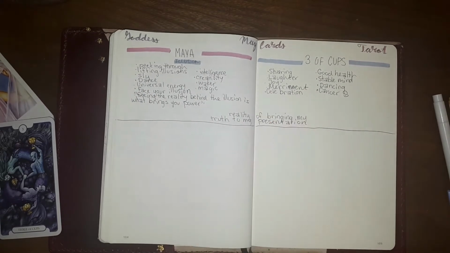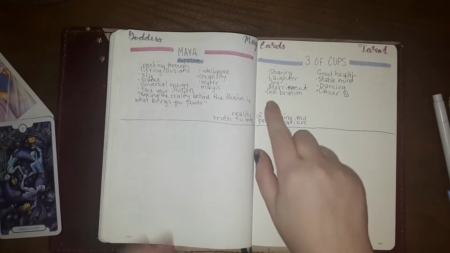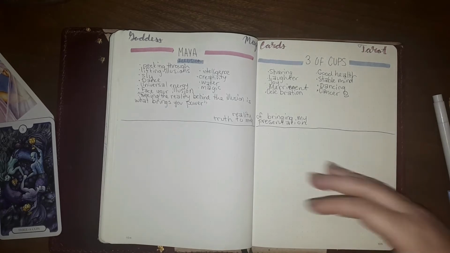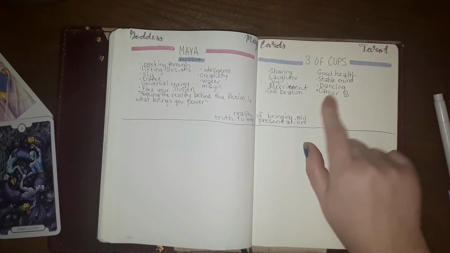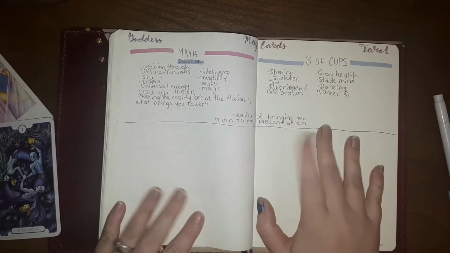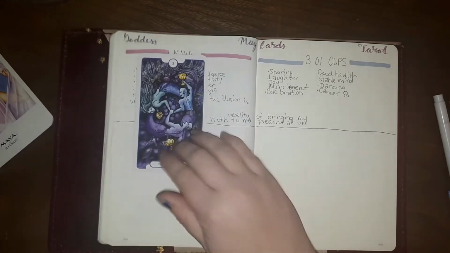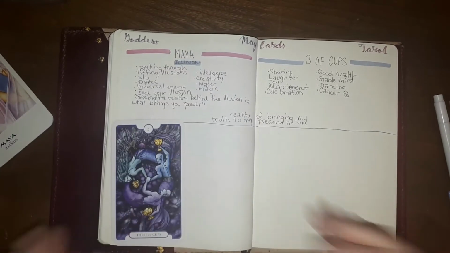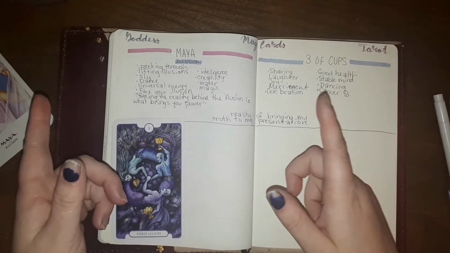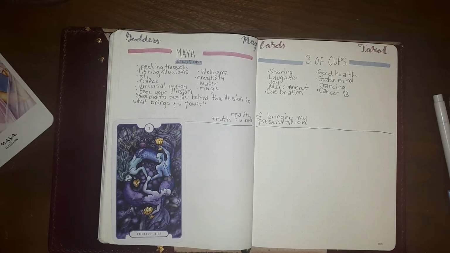And then for the Three of Cups, we have sharing, laughter, joy, merriment, celebration, good health, stable mind, dancing. And interestingly, the colors of this card are associated with Cancer. So I'm going to go astrology here for a second. My rising sign is Cancer.